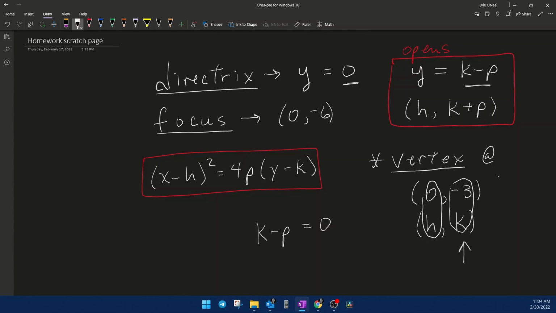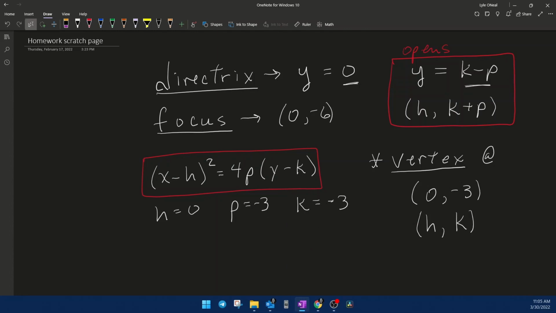But see, look here, we know what k is. So I can replace k with -3 and solve for p. Moving the -3 over, that's going to make that +3. And then if I change the signs on both sides, we can see that p is -3. And now that we have all three pieces of the puzzle, now we can write our equation.